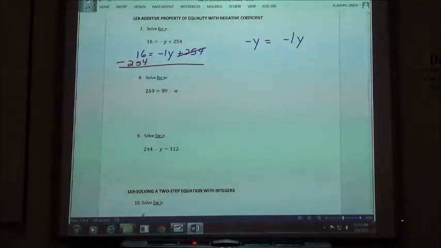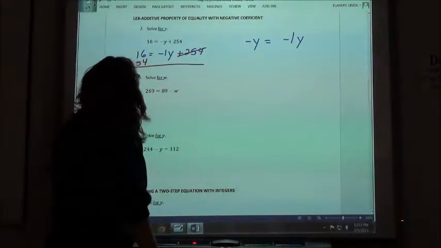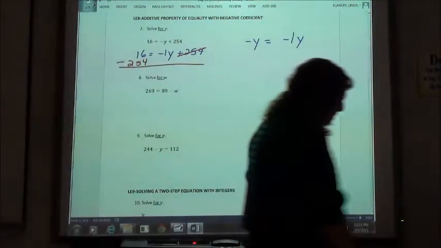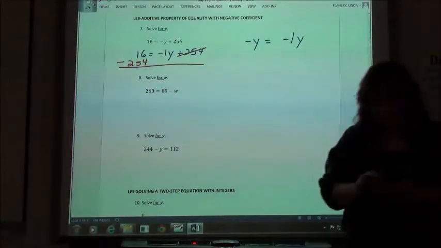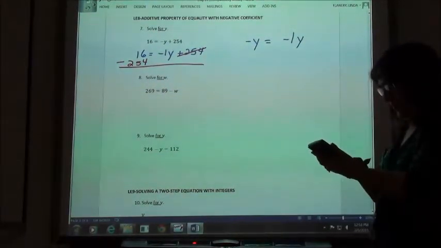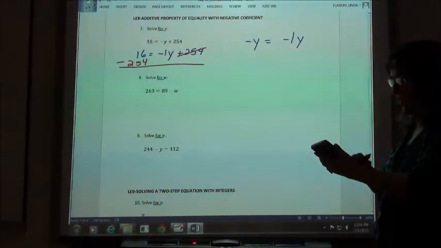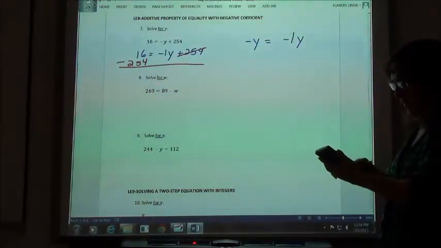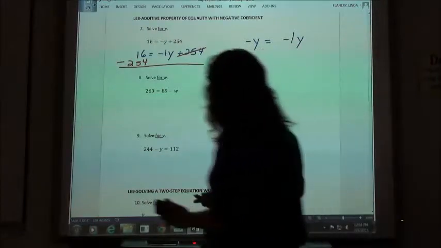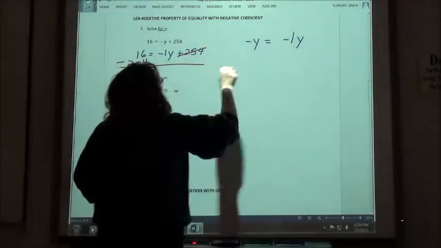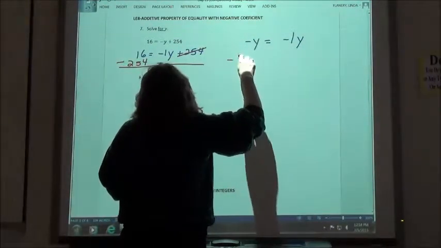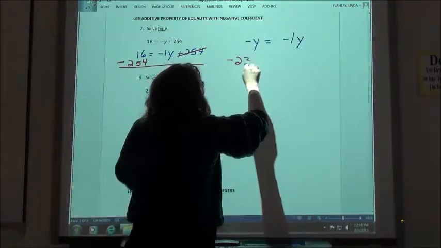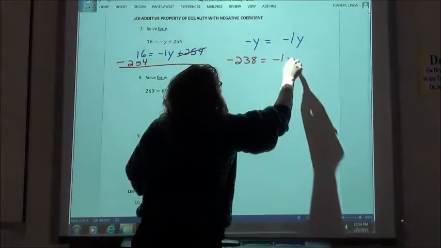And I'd probably grab my calculator just because I'm lazy, but you can do it on your paper if you want. I wrote too big. 16 minus 254, just so I don't make a silly mistake, is negative 238. I'm going to write it over here because I wrote big. Negative 238 is equal to negative 1y then.